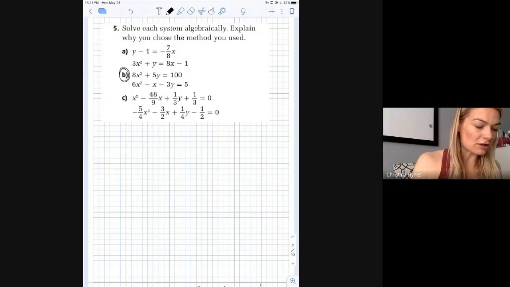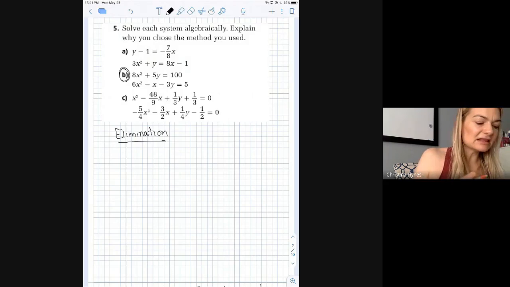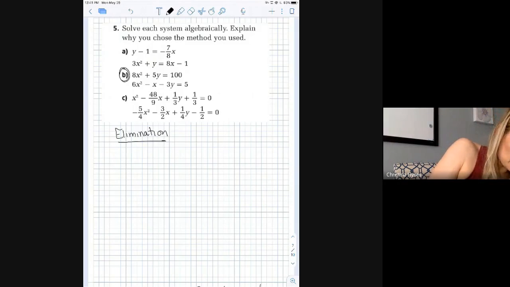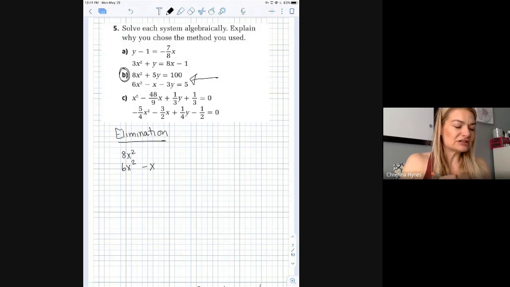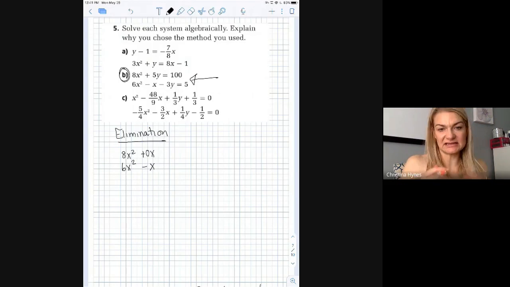Okay, so first of all, if you're doing elimination, this is a way of doing this algebraically. Elimination is where you line everything up, okay? So I line them up, 8x squared. Now, underneath it should be 6x squared. Then I have a minus x, but if you notice, the first equation doesn't have a variable of x. So what I have to do is put a value in even though it doesn't exist.